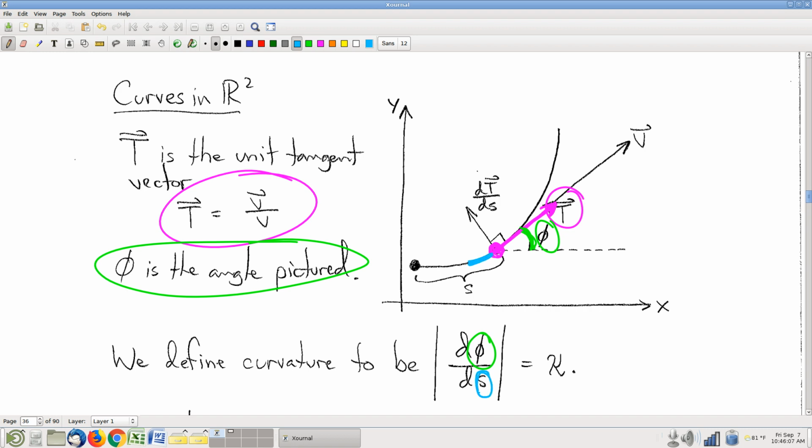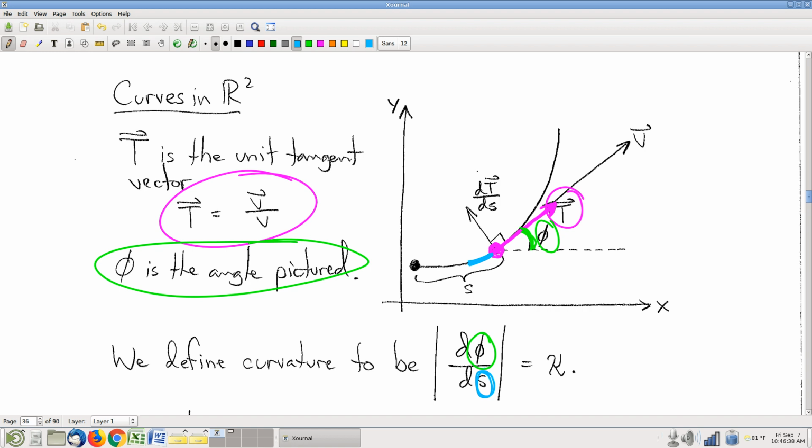As my distance changes, how does that angle change? And I appeal to your geometric intuition. Imagine a road where, per unit distance as you move along the road, that direction is changing really fast. That's a lot of curvature. On the other hand, imagine a different road where, per unit distance traveled along that road, the angle doesn't change much. That would be not much curvature.